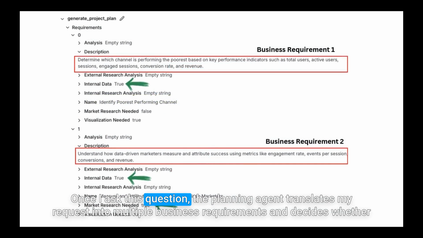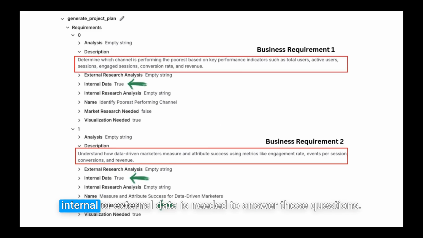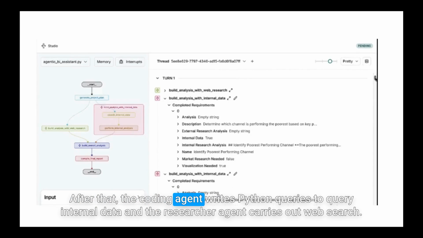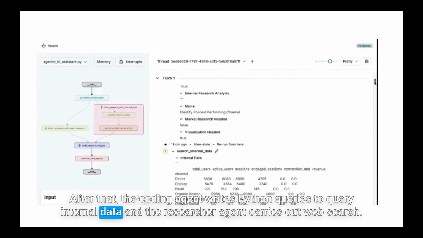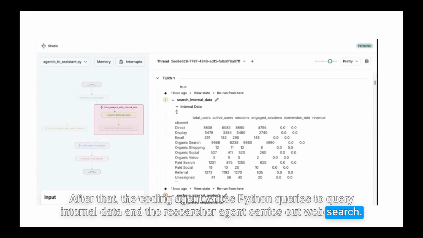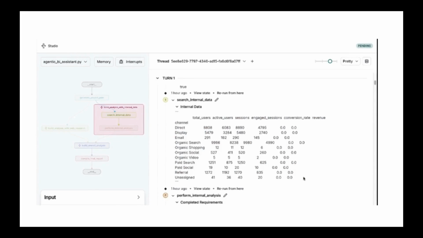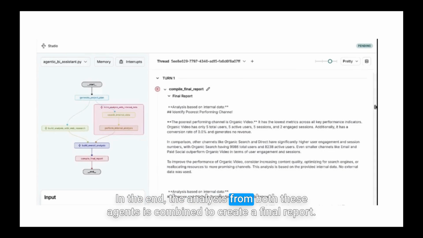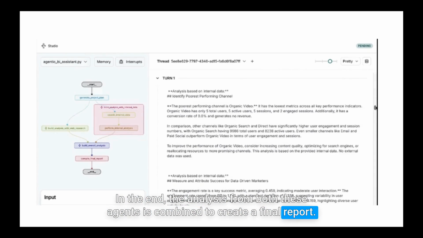Once I ask this question, the planning agent translates my request into multiple business requirements and decides whether internal or external data is needed to answer those questions. After that, the coding agent writes Python queries to query internal data, and the researcher agent carries out web search. In the end, the analysis from both these agents is combined to create a final report.